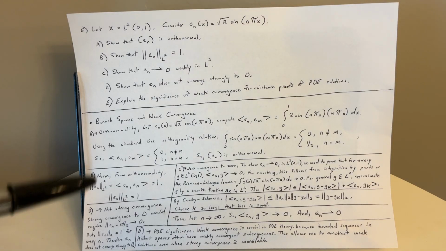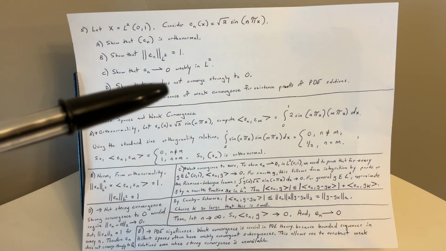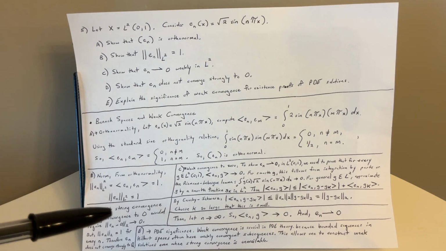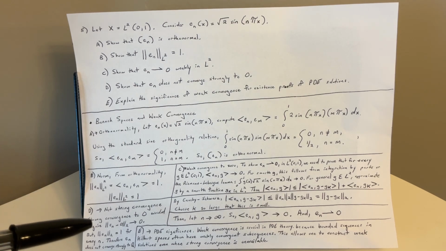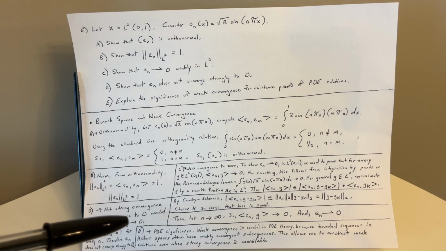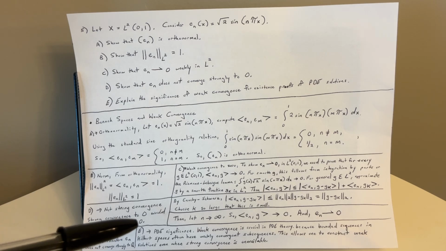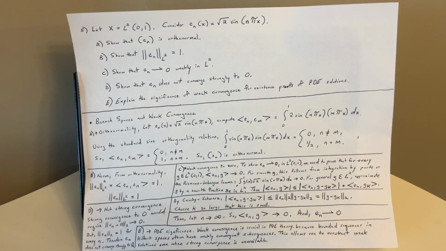Okay, and building on that for letter D, show that e_n does not converge strongly to 0. So we don't have strong convergence. Strong convergence to 0 would require that the norm of e_n minus 0 approach 0, but the norm of e_n in L2 equals 1 for every n. Therefore, e_n does not converge strongly to 0.